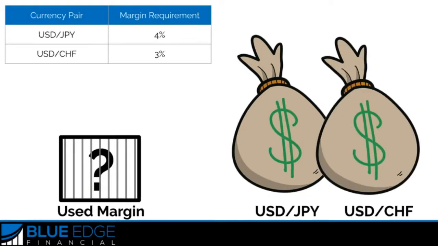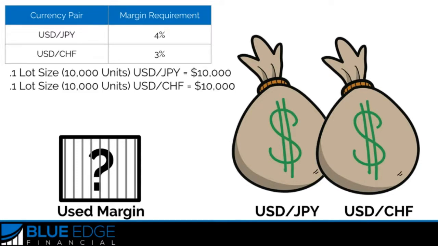Let's look at just a quick example. Let's say you've opened two positions, one long, or you bought, one long USD JPY and one long USD CHF position. Let's say you've deposited $1,000 in your account, so you have $1,000 as your account balance. Let's say for the long USD JPY, you want to open a 0.1 lot size or 10,000 unit position. And for the long USD CHF, you also want to open a 0.1 lot size or 10,000 unit position.